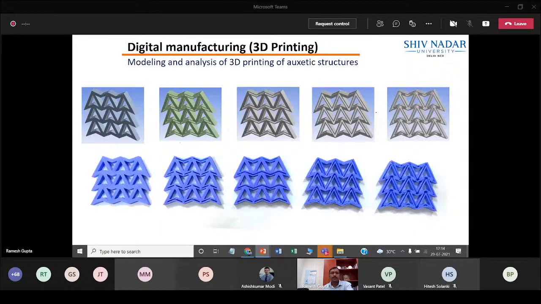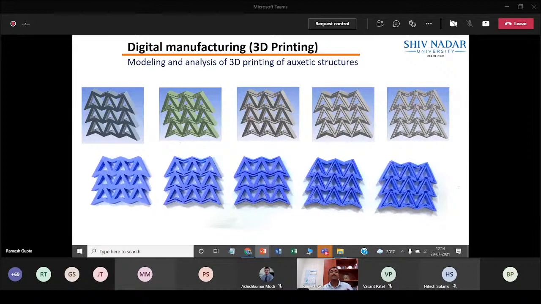Because 3D printing is more popular nowadays, which is a kind of digital manufacturing, whatever kind of structure you think of, it is your imagination. You can create models, and you can 3D print them. For example, if you look at the top, all are CAD models. In the bottom, all are 3D printed. But how do we assess these? How do we assess which model will give the optimal solution?